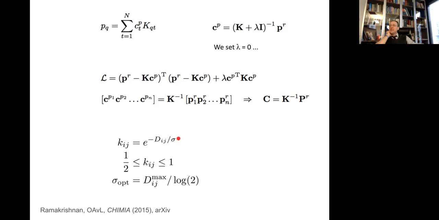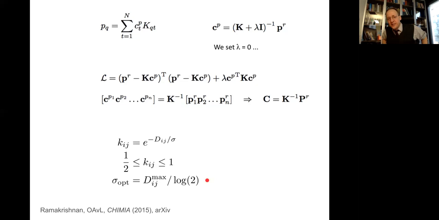Instead, we took a heuristic approach where we say, whatever your training instances, this Kij should always be between 1/2 and 1, right? So it's one if you're sitting on the same molecule, but the molecule the furthest away from any other training molecules should result in a kernel that is equal to 1/2. And so this means for the maximal distance, you can then solve for the sigma, and the sigma optimal turns out to be the maximal distance over log 2. So that's a simple heuristic.